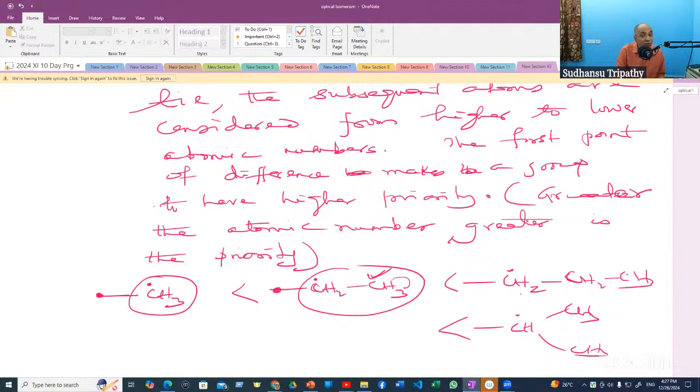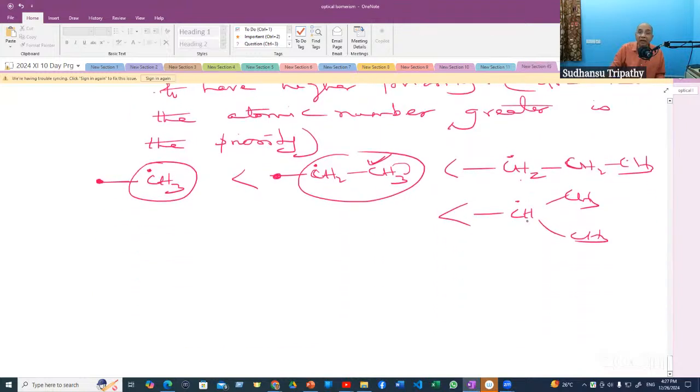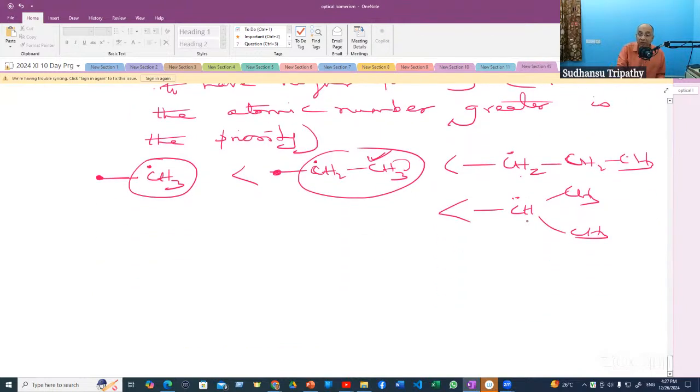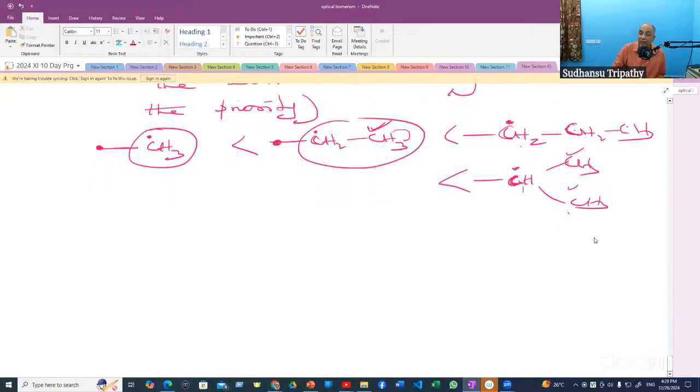But why does isopropyl have higher priority than propyl? Because the first carbon is the same. And here this carbon is bonded to 1 carbon and 2 hydrogen, but this carbon is bonded to 2 carbon and 1 hydrogen. Therefore, isopropyl is senior to n-propyl.